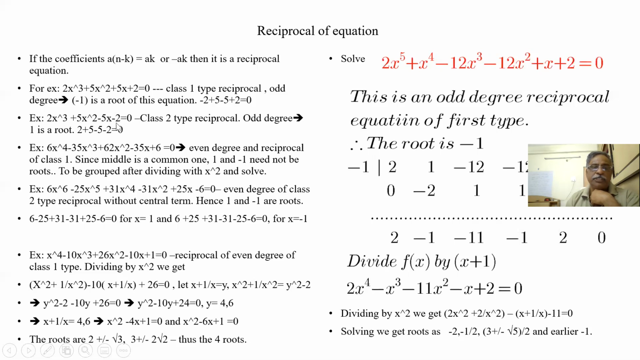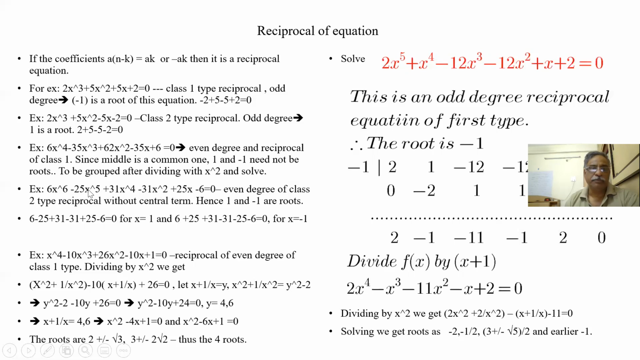This is also reciprocal, 6 and 6, 35, 35, 62. But it is an even degree and this need not be 0. So you have to solve separately. Here we have to group them with x square. x to the power 4 and 6, we have to divide by x square and group them. We'll see in the example. Here the root cannot be assumed.